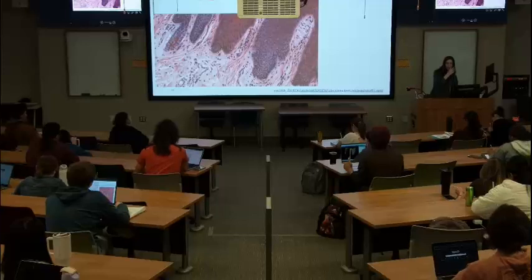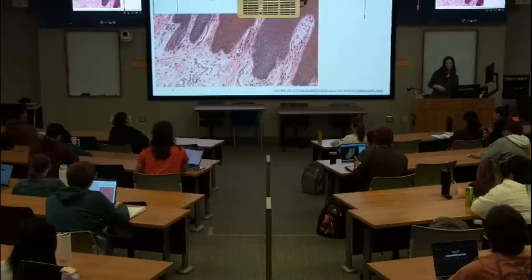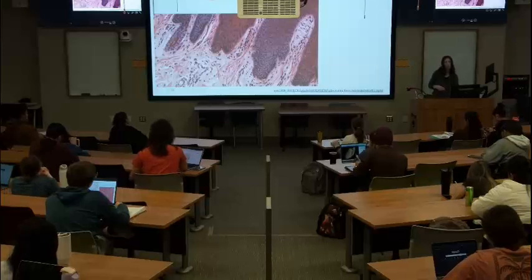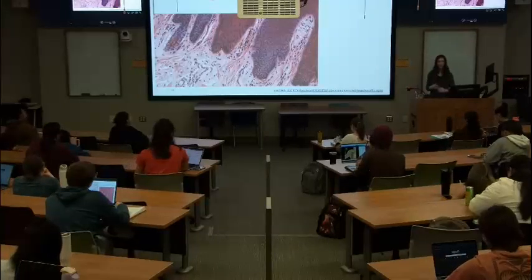All of this is spinosum, this very, very cellular piece. And these white lines here surrounding the cells, that's where you look for those desmosomes. So if you zoomed in on this image, you'd be able to see those little things.